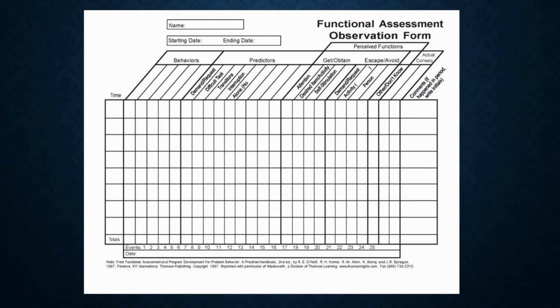The Functional Assessment Observation Form is included in the resource. Its use is easy, and it's a clear way to take data while also looking at antecedents and consequences. On first glance, this looks difficult, but it is straightforward and easy to complete. I'll show you how on the next slide.